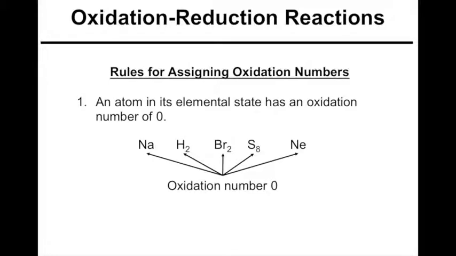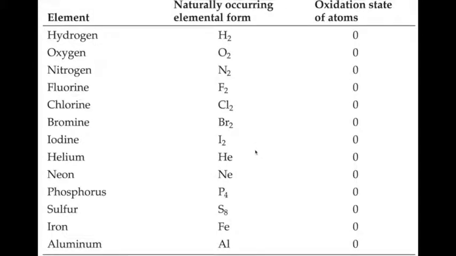The first rule is that an atom in its elemental state has an oxidation number of 0. So the elemental form of metals is simply Na, the uncharged form, or Fe. Most of your gases exist in the diatomic state when they're in their elemental form. Your noble gases like neon, argon, krypton, that is the elemental form of those. And then there are a few other ones like sulfur, which exists as S8. Here's a more complete list of some of the elemental forms of some atoms. So take a look at some of these and familiarize yourself with them.